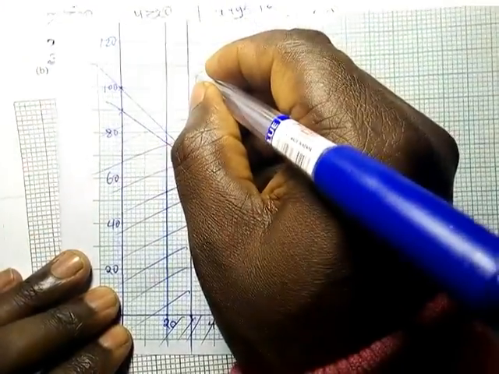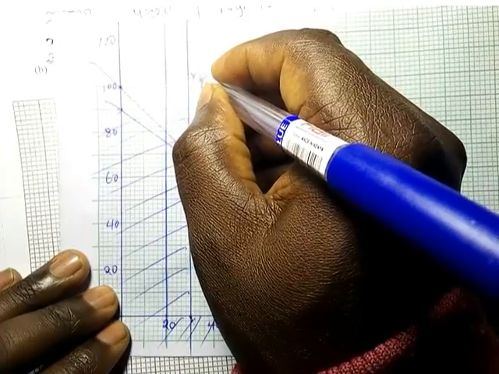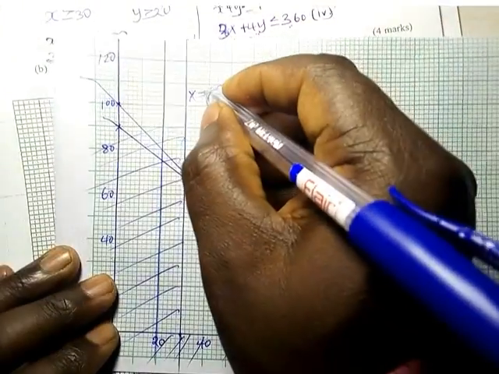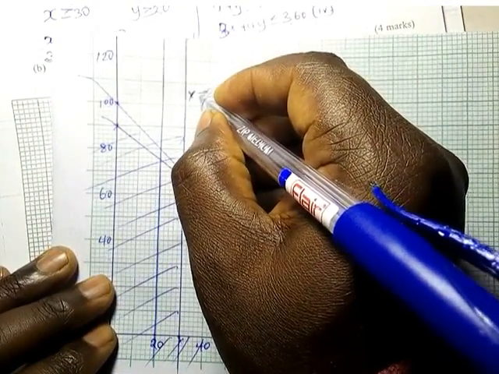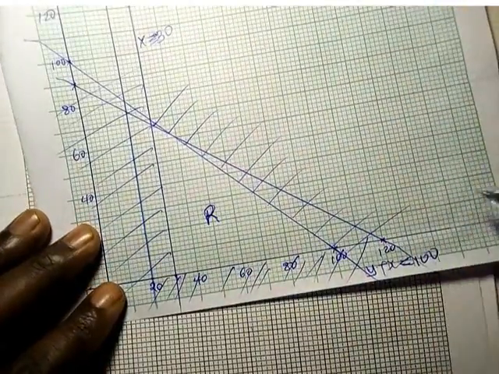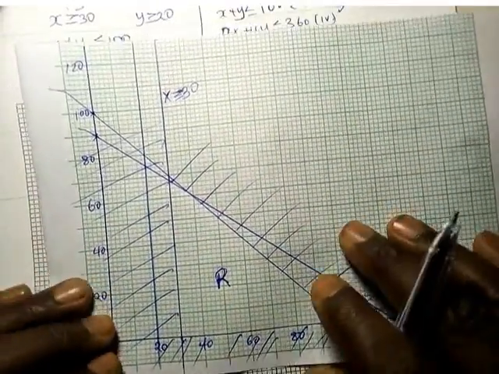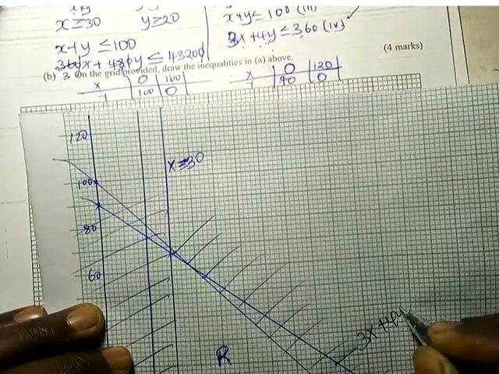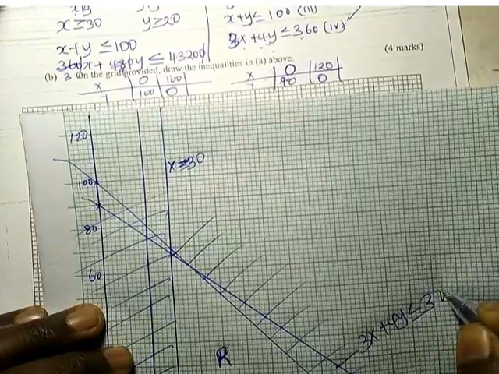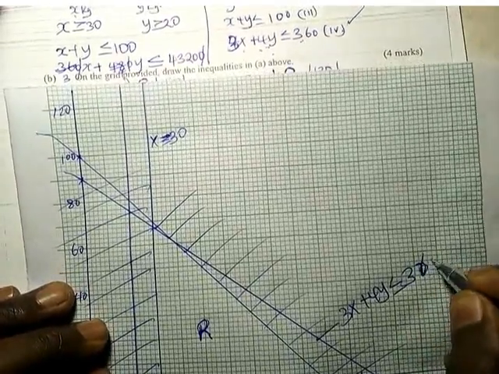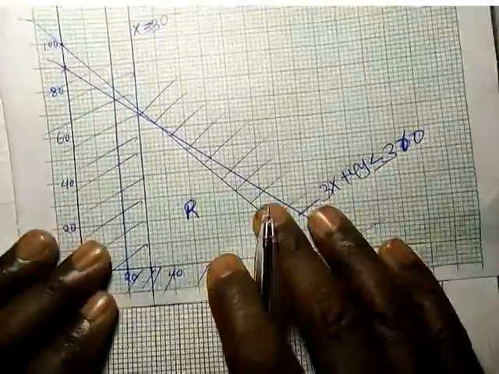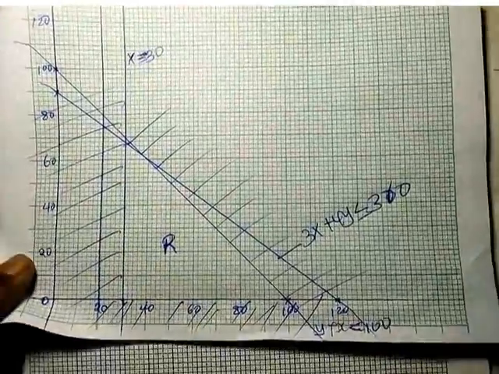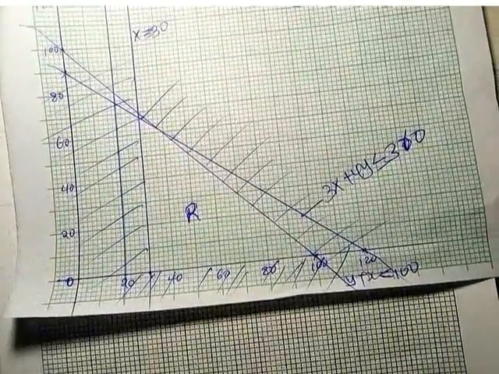This one is x is greater than or equal to 30. And this line was 3x plus 4y is less than or equal to 360. Like that. So once you have done that, we have finished that, you get your 4 marks. Now we go to the next question.